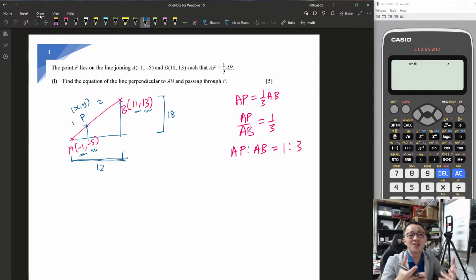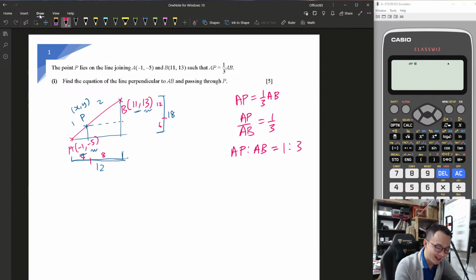Because the ratio is 3 parts, I can divide 12 into the 3 parts. 12 divided by 3, each part is 4. So I can confidently split this into 4 and 8. Also 18 can be divided by 3, which is 6, so it splits into 6 and 12. So here will be 6 units, here will be 12 units. Added together is 18.